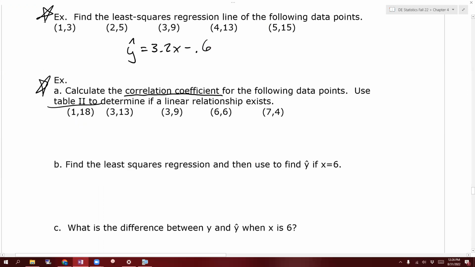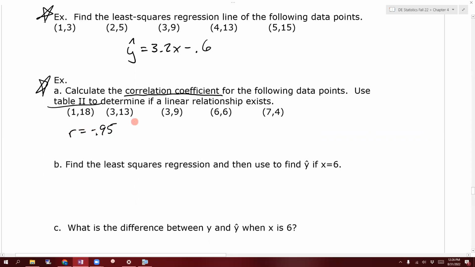All right, on this next one, the first thing we needed to do is find our R value to determine if a linear regression line would work. If there's not a linear relationship, then linear regression isn't the appropriate regression model. So the first thing we do is I find my R value, negative 0.95.